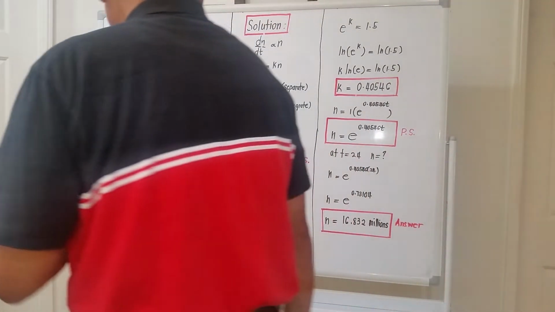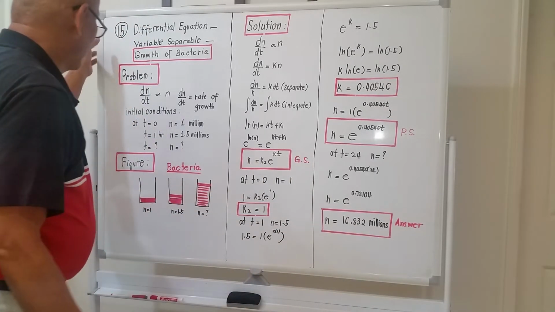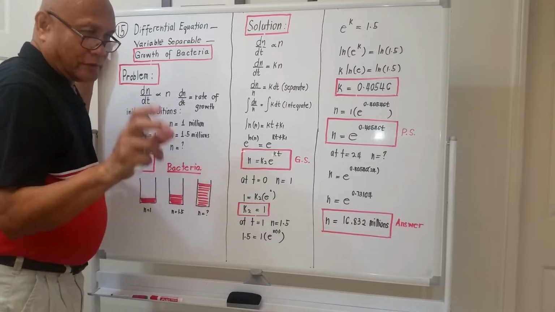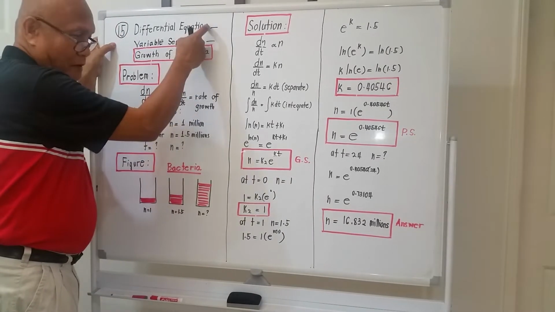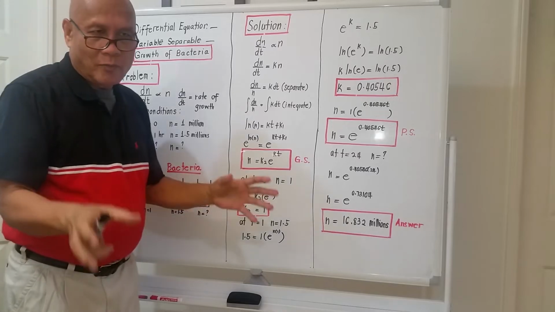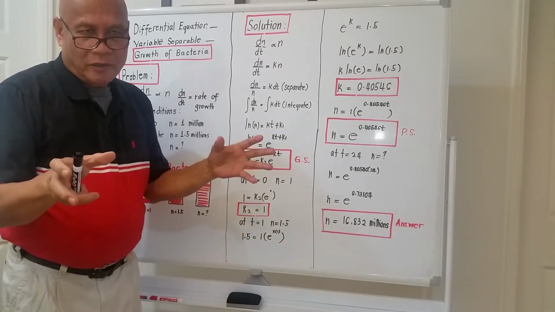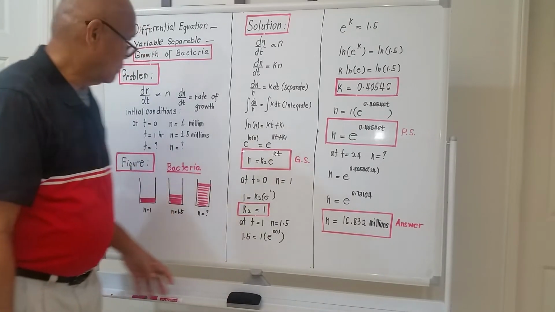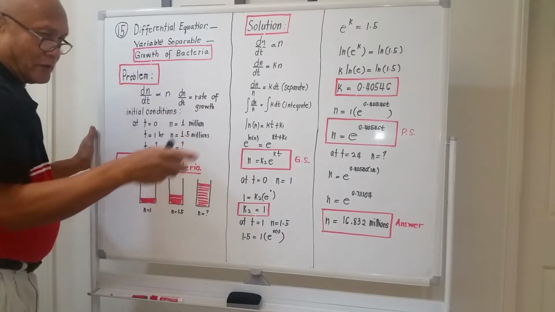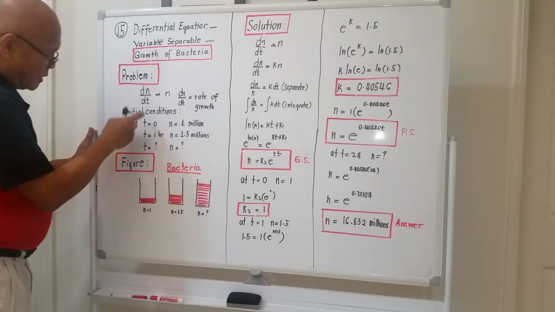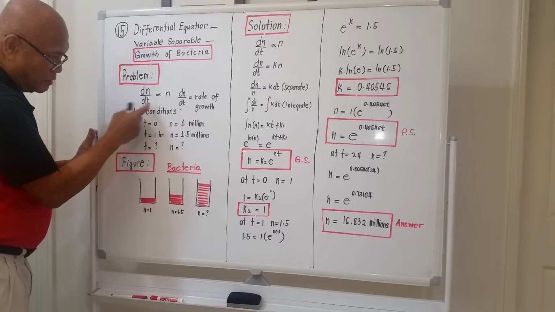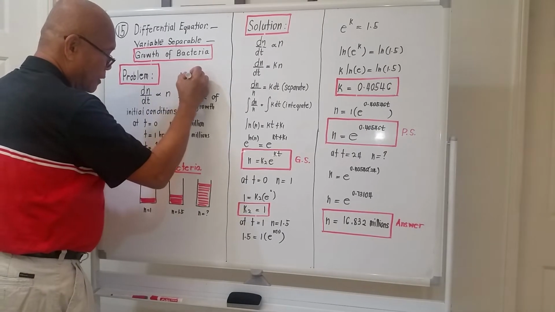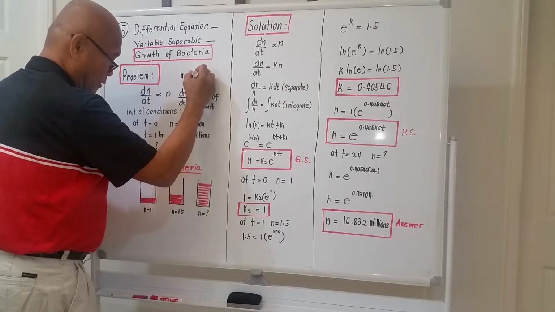So this is now lesson number 15 on my course differential equation under the topic variable separable. And for this afternoon, I will now be giving you an example on the computation of the growth of bacteria using variable separable differential equation. We are given the problem. The problem states that dn over dt is proportional to their number, where n is equal to the population.